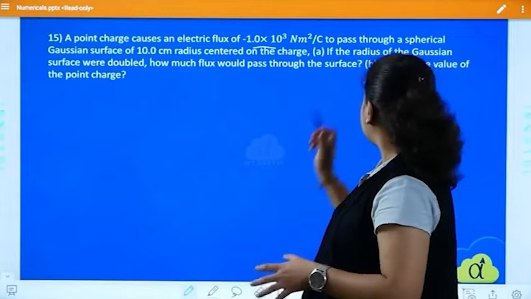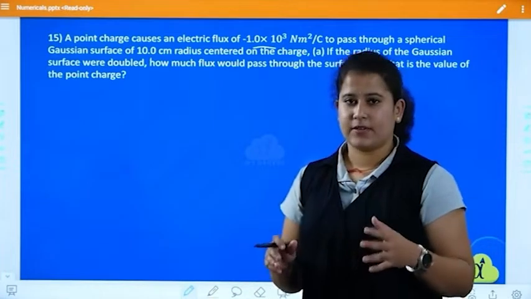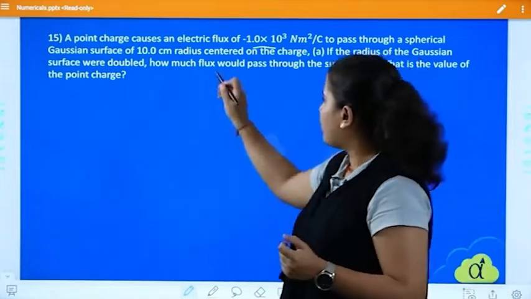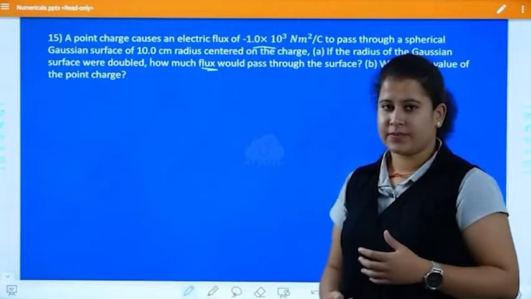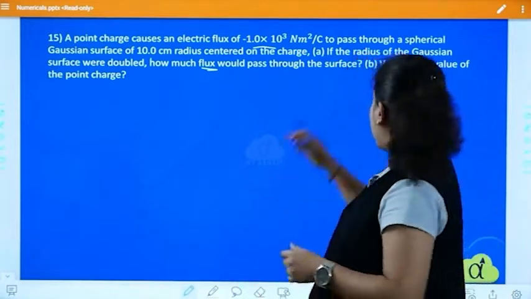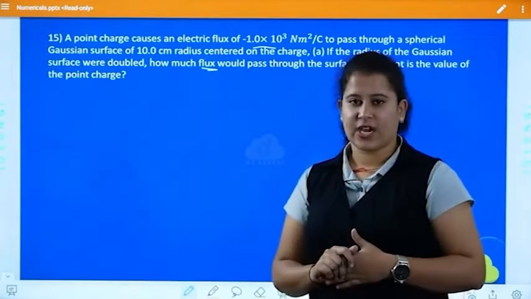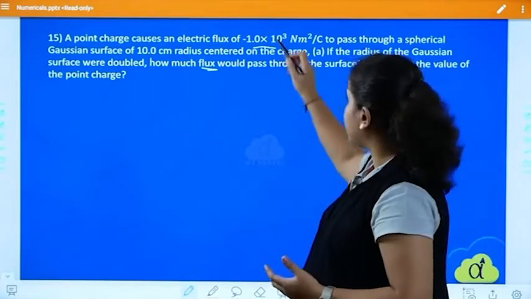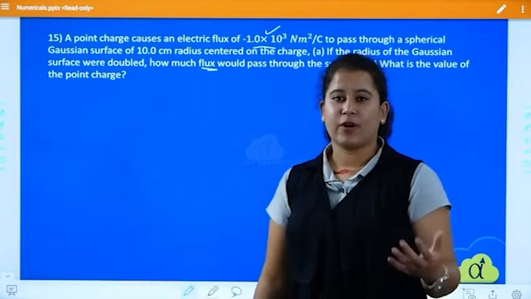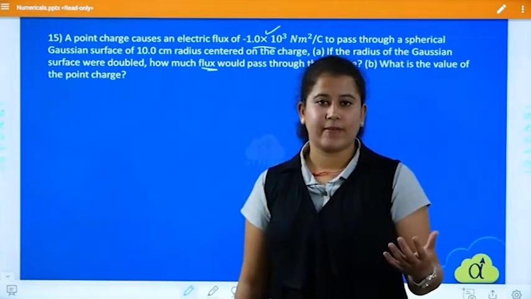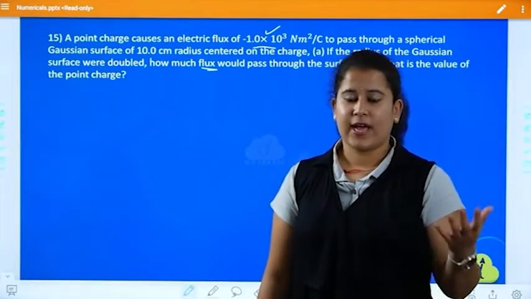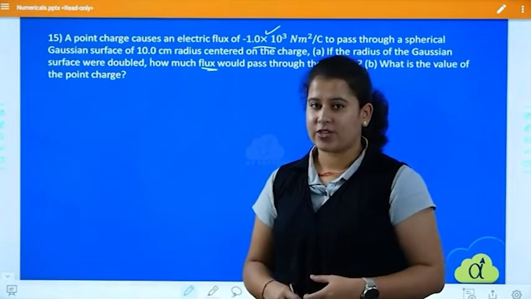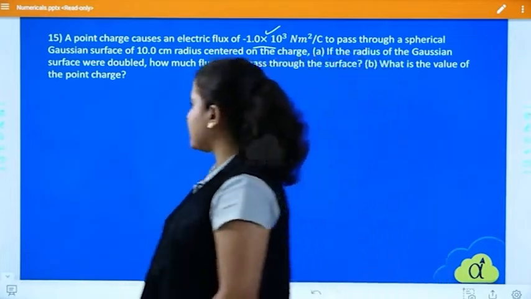First, if the radius of the Gaussian surface were doubled, how much flux would pass through the surface? I have to answer the first question. And what is the value of the point charge Q? Because they have given me the electric flux, and we know the formula phi is equal to Q divided by epsilon naught, I know phi and epsilon naught, so I just multiply and get the point charge. But before that, answering the first question is important.